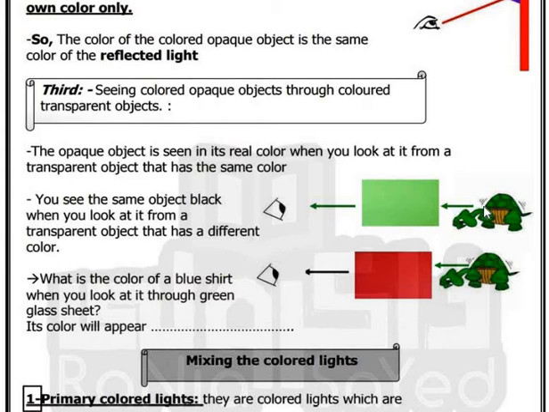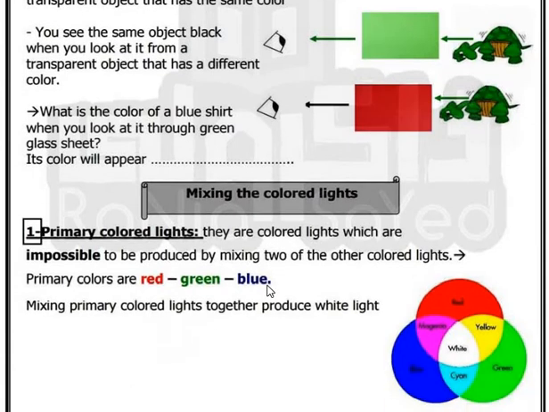يبقى when the object and the transparent one are similar, it will appear in the same color, but when they are different I will see the object in the black color. طيب هننتقل بعد كده للميكسينج ده colored light.